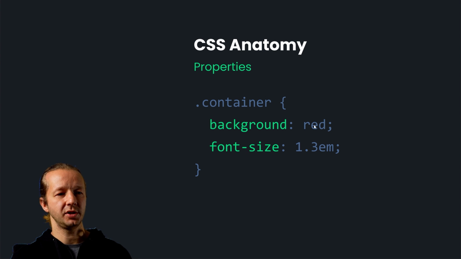But we do have properties here. There's two properties, background and font size. And trust me, there's a ton of properties that you can use in CSS. Next up are the values. So we have the property name with a colon with the value, and then we end that property, or that particular declaration, with a semicolon.